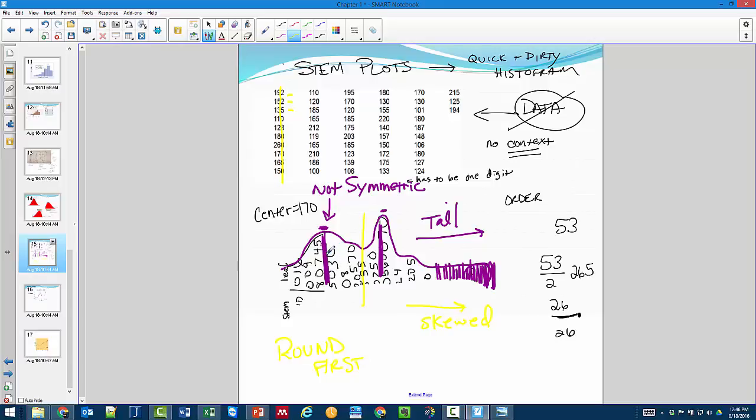So our final discussion in this chapter is going to be taking a quick look at time plots, as well as summarizing all of the things that we've looked at in the first chapter. So last lesson for chapter 1 coming up next.